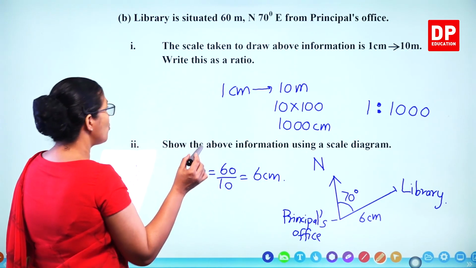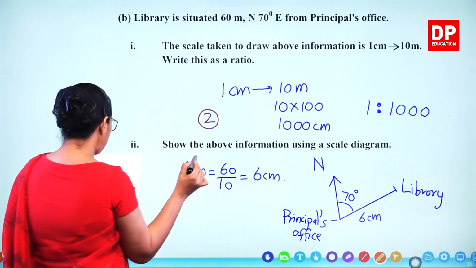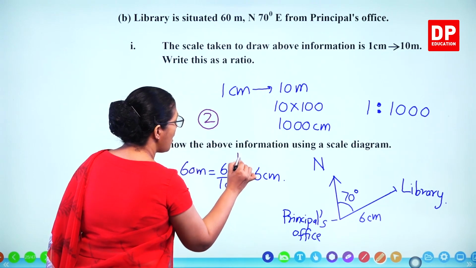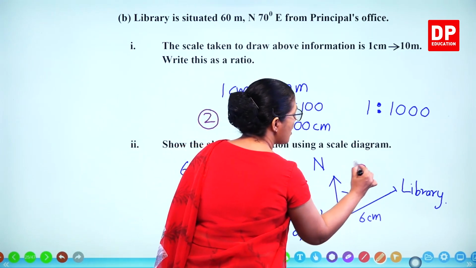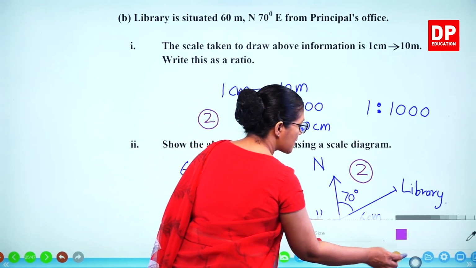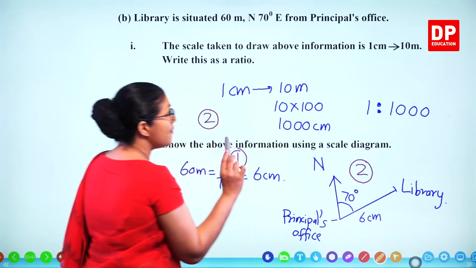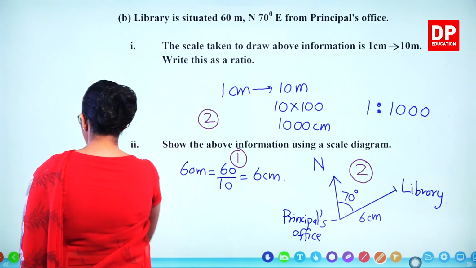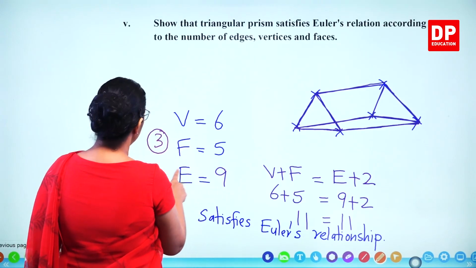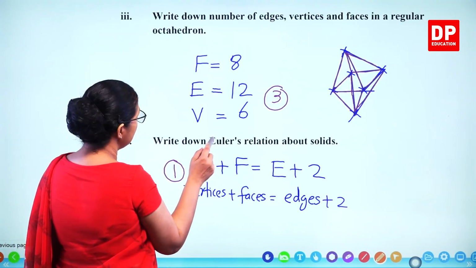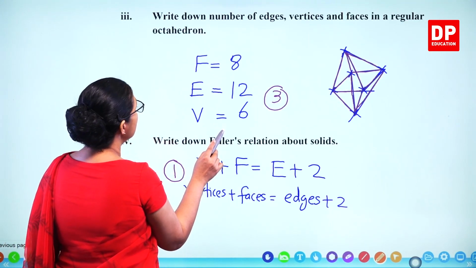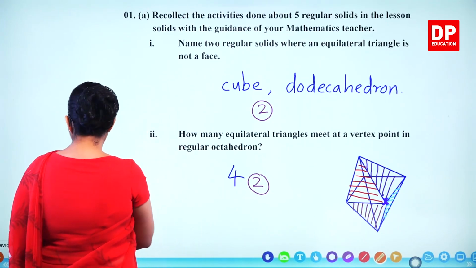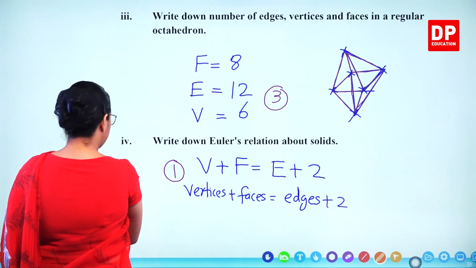So you are getting 2 marks for the scale, and for the diagram 3 marks. So 1 mark for this 6 centimeter and 2 marks for this diagram. 3 marks. Yeah. So let's see whether we gave 16 marks. 2, 4, 5, 8, 9, 12. 12 plus 4, 16 marks for that.